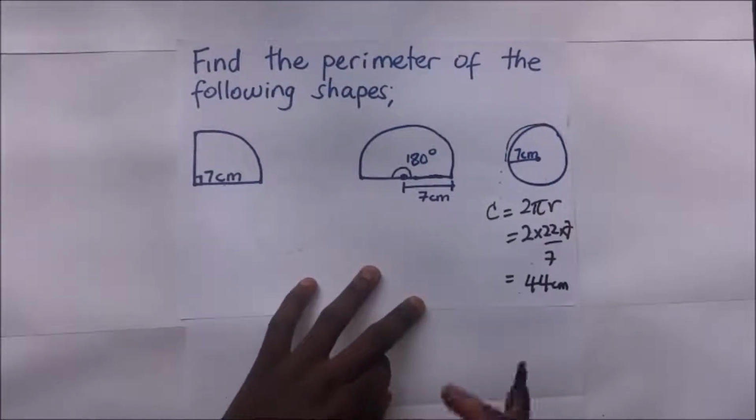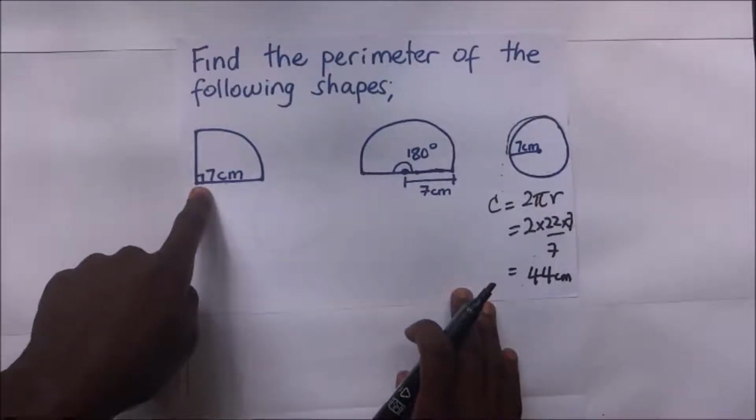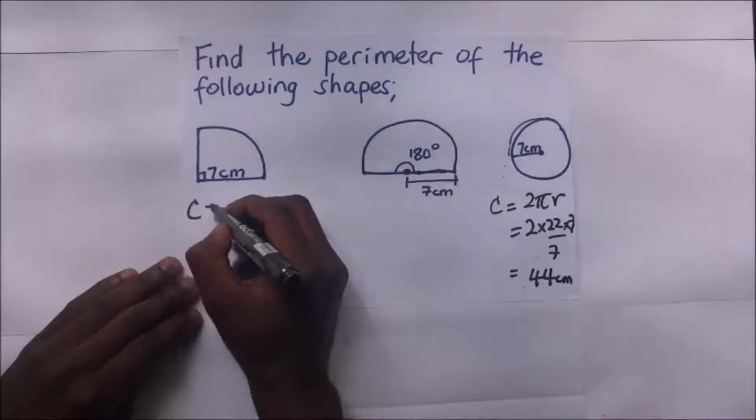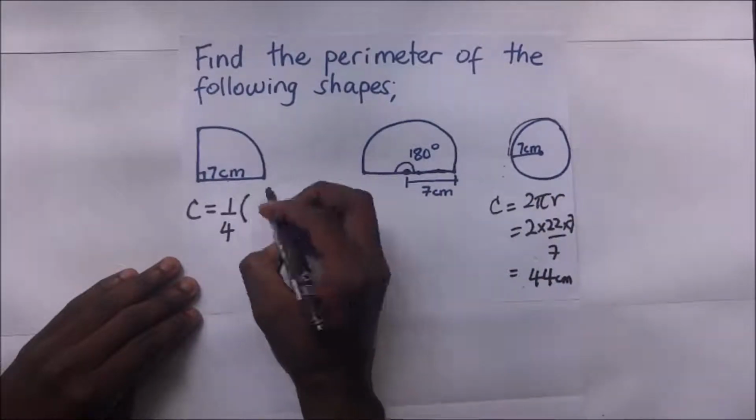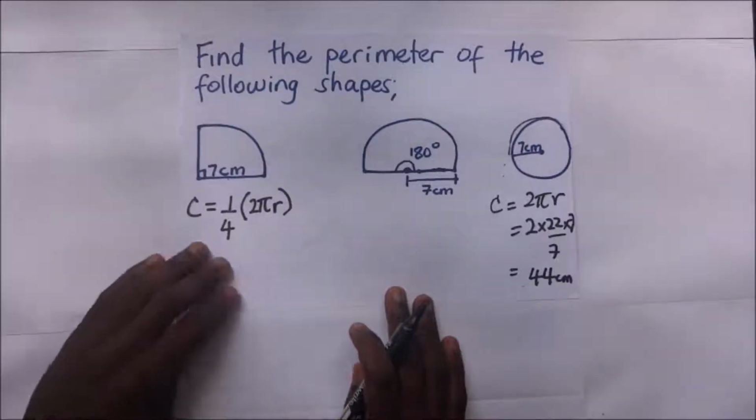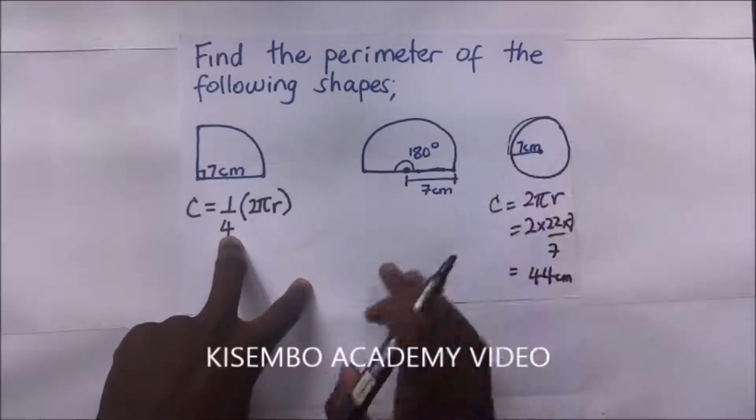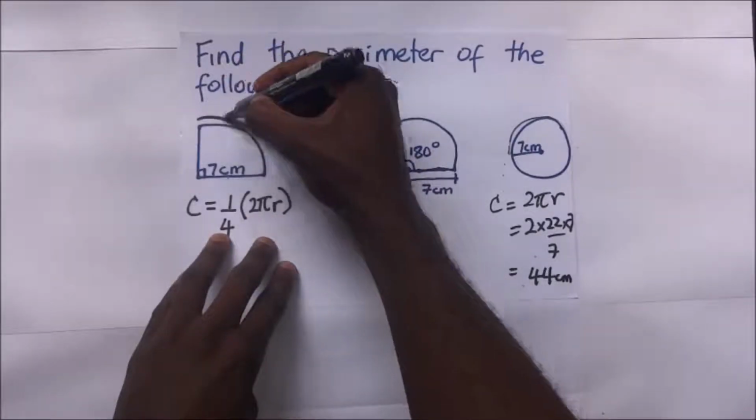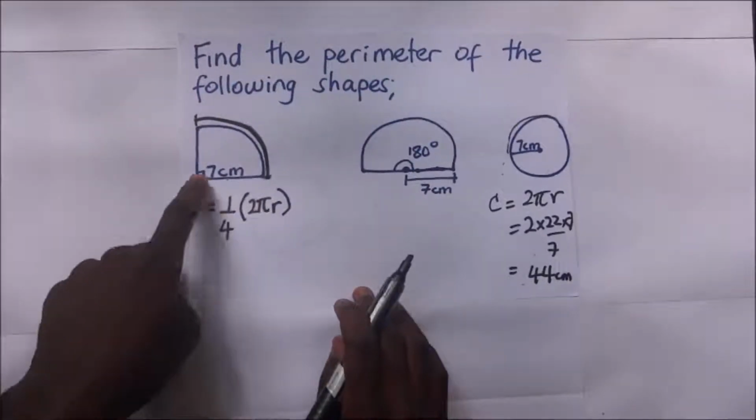Now when it comes to finding the perimeter of this shape, first of all, this is a quarter of a circle because of that 90 degrees. So it means that the circumference of this is going to be equal to a quarter of 2 pi r. But now this a quarter of 2 pi r is the distance that is covering a quarter of this curved surface. It is representing the distance from that point up to that part, excluding the straight sides.